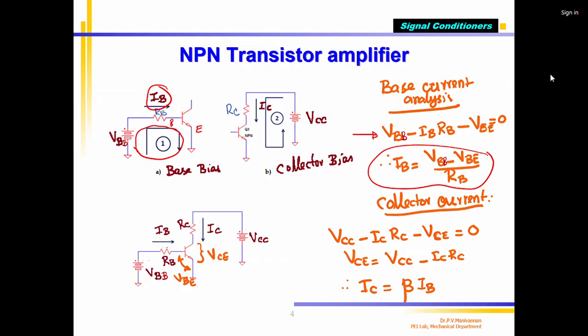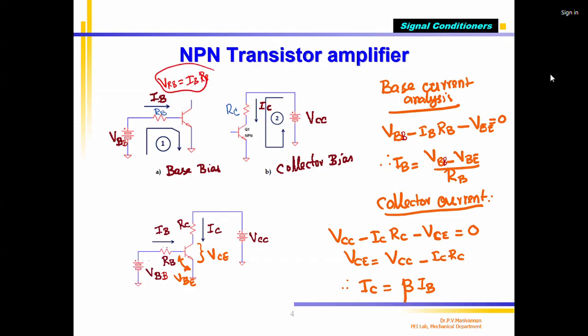Using this one. First, this circuit is the base bias circuit. In the base bias circuit, what is the input voltage? VBB. This is the input voltage, VBB, minus the voltage across this resistor. That is the base current through RB, which I call VRB. VRB is equal to IB into RB. Note down. Then across this I have a voltage called VBE, that is, base to emitter.